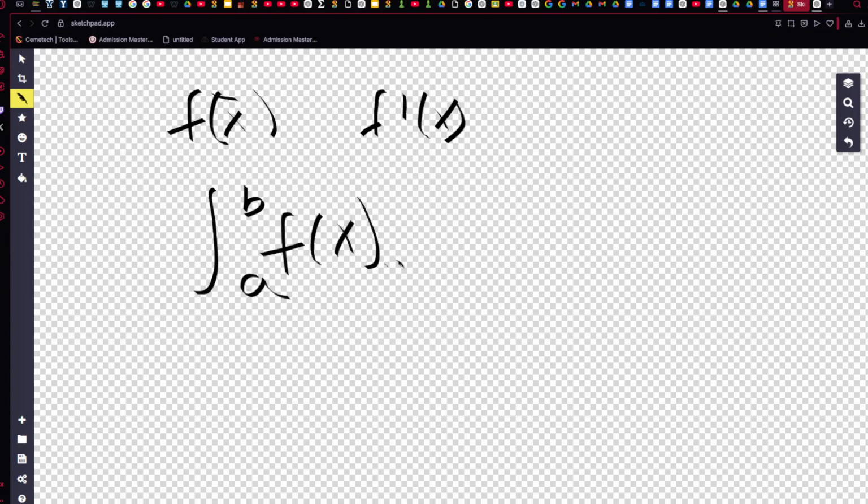Let's say from a to b. The integral of f prime of x is equal to f of b minus f of a, because the rate of change summed up is equal to this. This is the fundamental theorem of calculus. You should know this already. So this is the logic there.